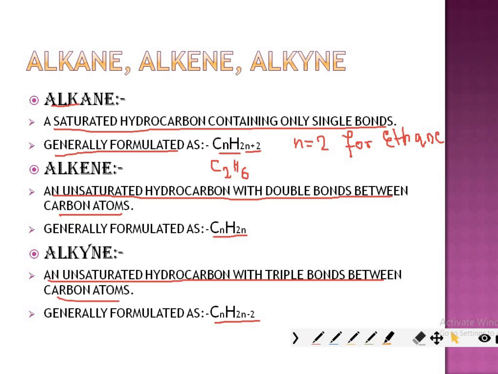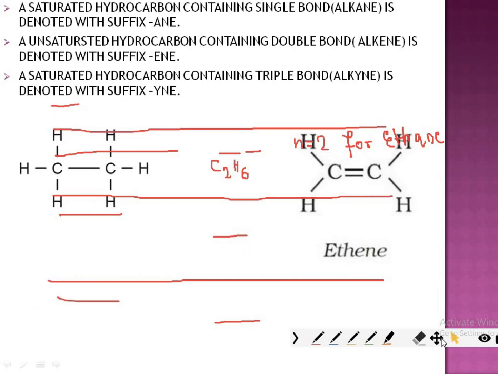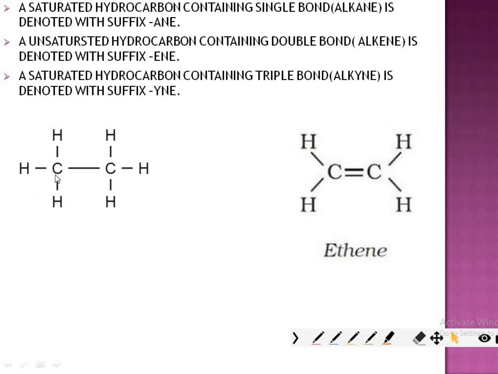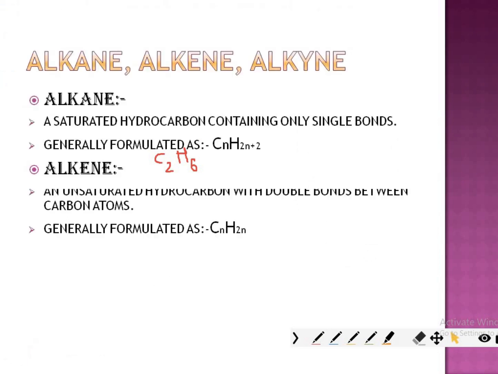In the previous slide, how many carbon atoms are there? 1 and 2. So it will be C2. And how many hydrogen atoms are there? 1, 2, 3, 4, 5 and 6. So it will be C2H6, right? It matched, right? This is how we formulate a hydrocarbon.